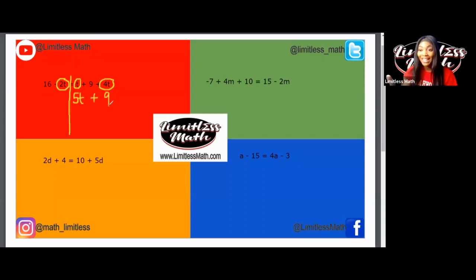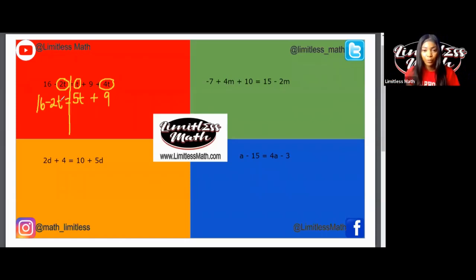What you do not do is make this a 14t. Don't do it. It's incorrect. Don't let me see you do that. That 9 cannot mix with that 5t because it has a t on it. Okay, moving on. Equals 16 minus 2t.